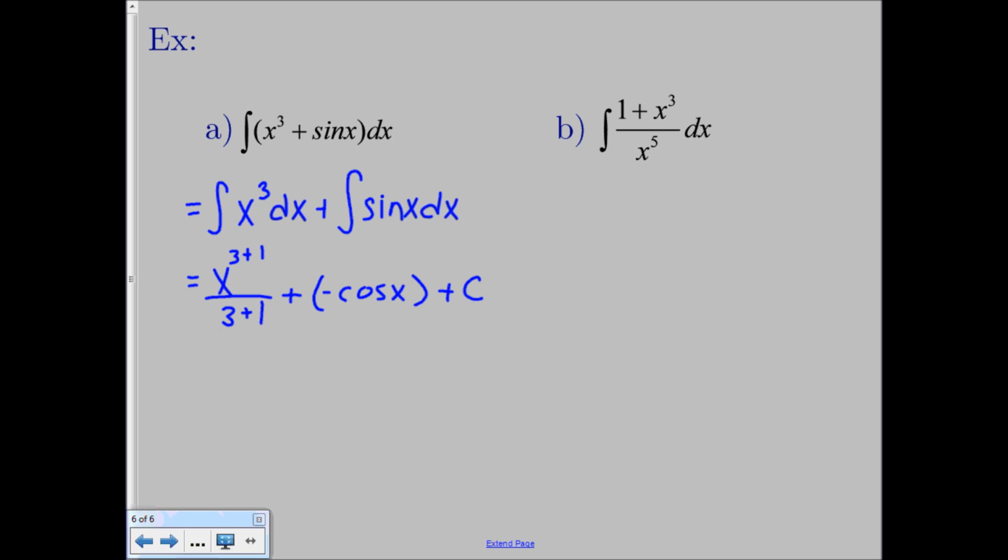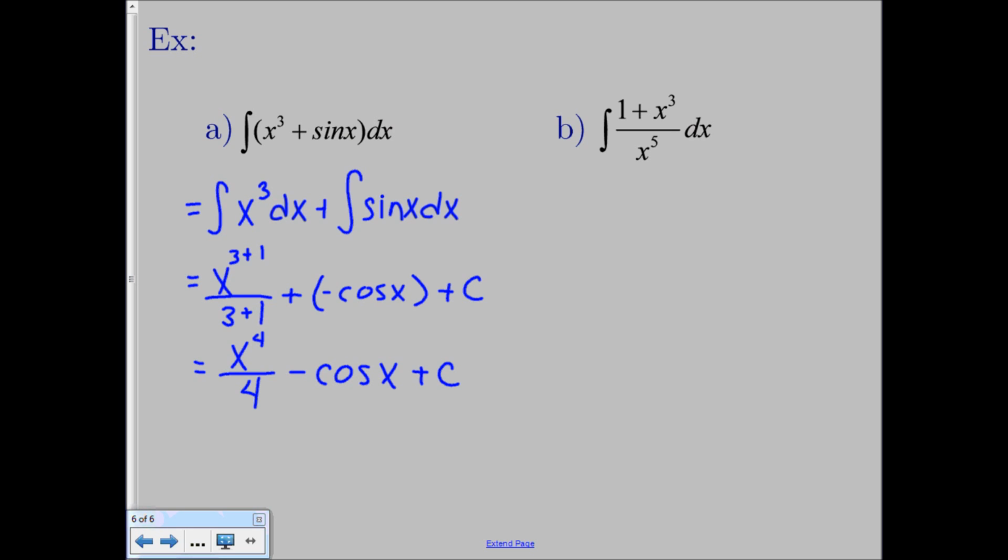And now, when you have multiple integrals, all added or subtracted together, you can just put one constant of integration there in the end. It doesn't matter. They will just absorb each other. So now if we simplify, we're just going to get x to the 4th over 4 minus cosine of x plus c. There you go.